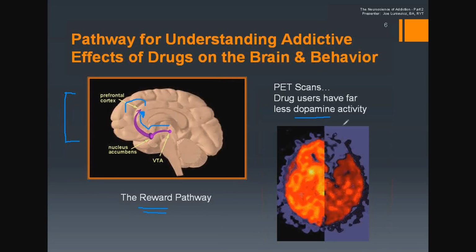So to the right here are these PET scans, just to get a sense of what it looks like. Again, on the right side here is damage to the prefrontal cortex. Drug users have far less dopamine activity, which is what we're talking about right here. So it's a nice visual to see what we mean. PET scans, again, are positron emission tomography, kind of like MRIs in the sense that they give us scans of what's going on in the brain from a neurotransmitter perspective.